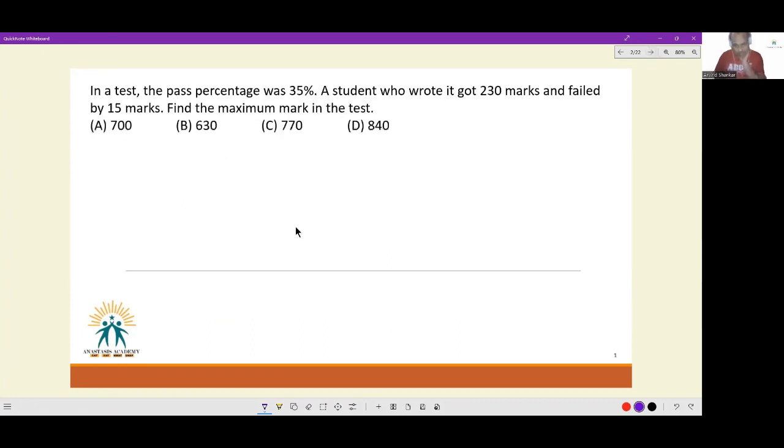First question. In a test, the pass percentage was 35%. A student who wrote it got 30 marks and failed by 15 marks. Find the maximum mark in the test.